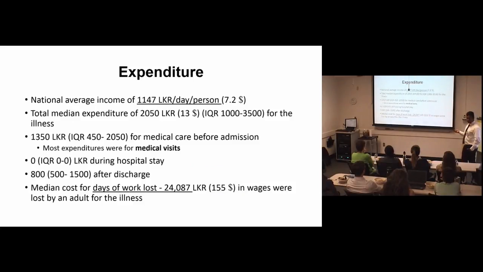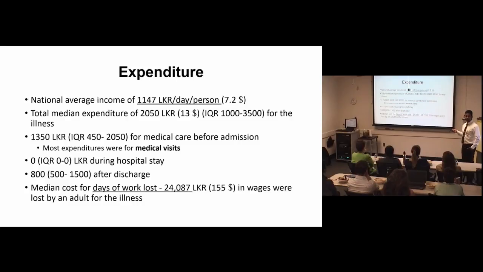So expenditure, ladies and gentlemen, the national average income in Sri Lanka is about $7.2, which is the cost of a burrito in downtown Galle. So then the total median expenditure is $13 US. Mind you, it's 2,050 Sri Lankan rupees. And it finally boils down to this number. Before coming to the hospital, they were basically spending 1,350 rupees before getting admitted.